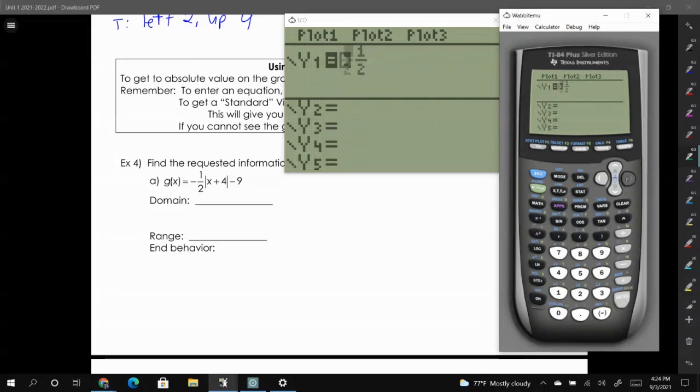Whoops, we want to move our cursor over here. And then we can press X plus 4, then move out of the absolute value, minus 9. And the reason why I like using the fraction instead of 1 divided by 2, well, it looks like my negative sign went away, is when I'm using a calculator, I always want to make my calculator screen look exactly like the problem. That way the calculator will do the things as I intended. Then we press graph.